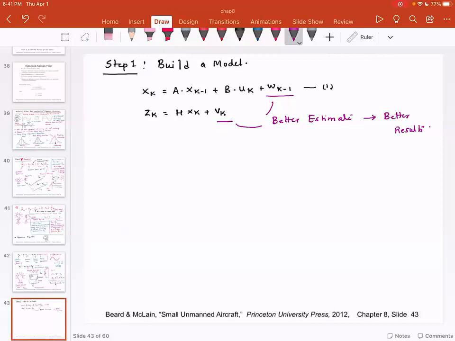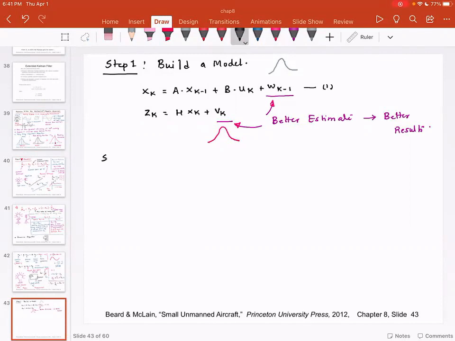So what it means is I need to know what is the distribution of this noise, and I need to know what is the distribution of this noise. So if you have better estimation on these noise parameters, your Kalman filter is going to work very accurately. Now, step 2 is this iterative process.